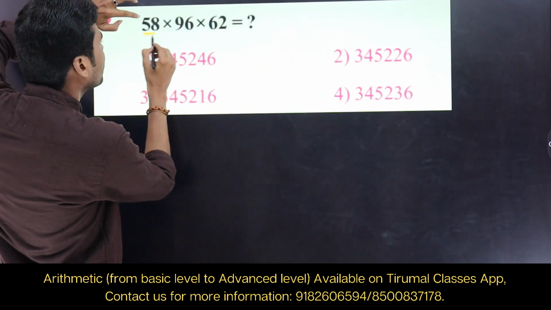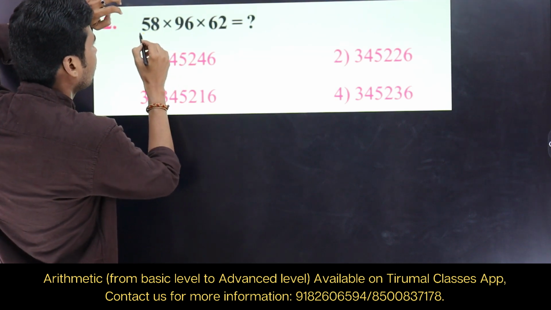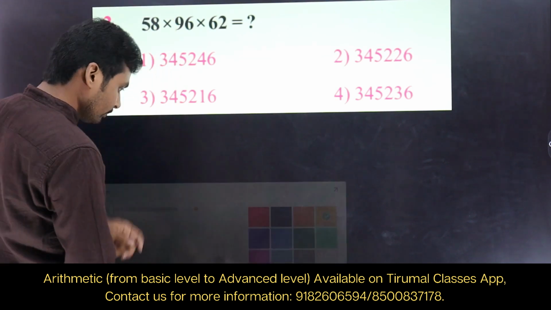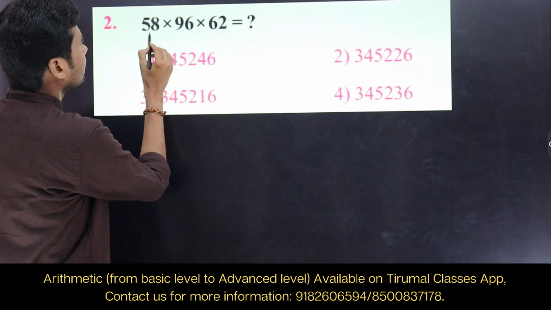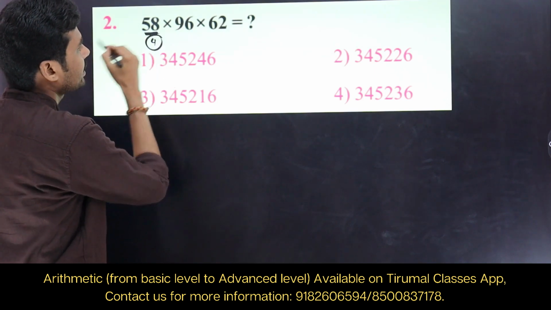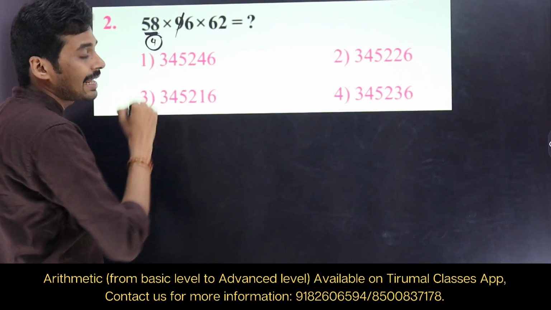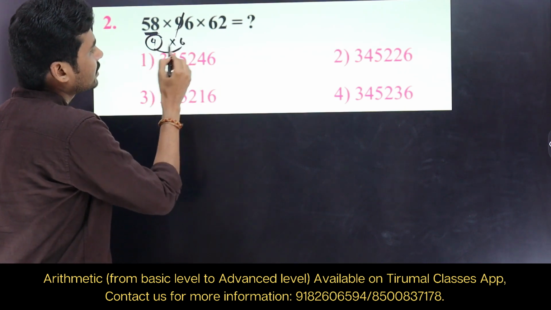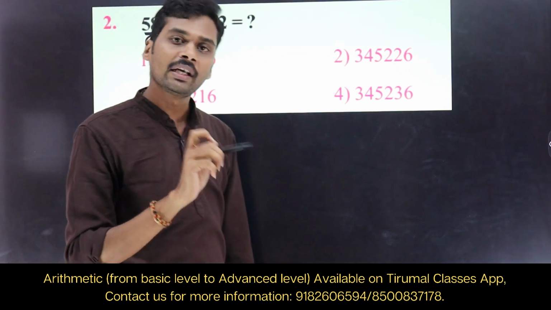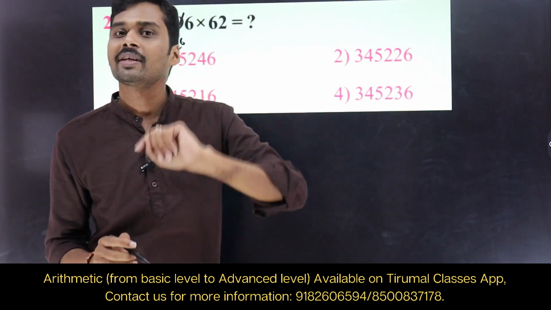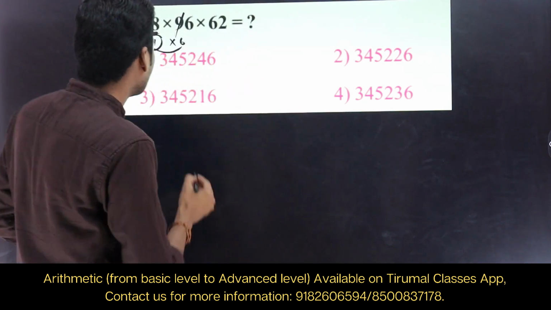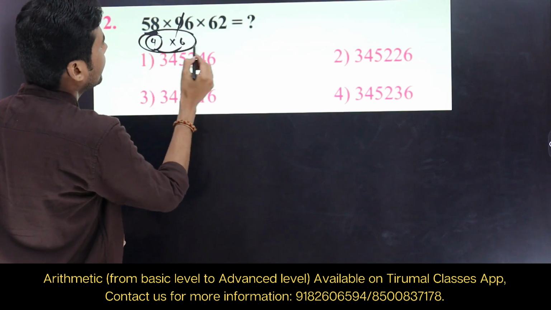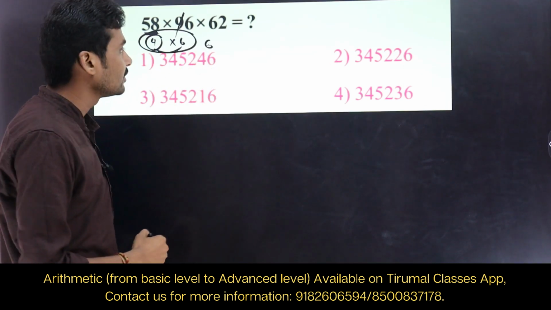So 5 plus 8 is what? 13. So here I have that 13. 13 means 4 is the digit sum, right? 4 here. Here I can cancel out the 9, which means the remaining number is 6. So 4 into 6 is 24, right? 24 means what is the digit sum? 2 plus 4 is 6. So from these two numbers we'll get 6 as the digit sum.